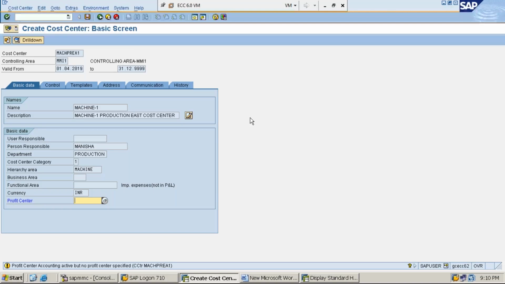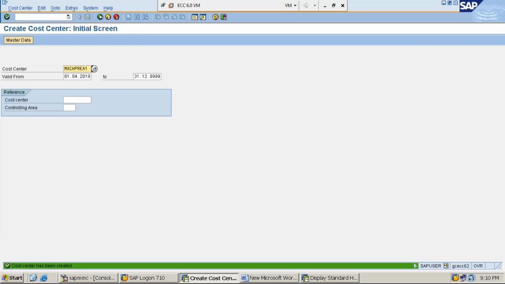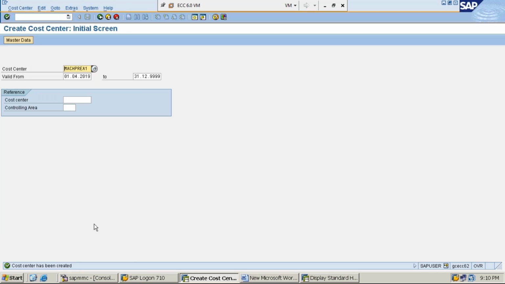Ignore the warning message. You can see the warning message, a message with a yellow icon: profit center accounting active, but no profit center specified. So ignore the warning message, press enter, and get the message. Cost center has been created. You can see the message in the bottom left side.